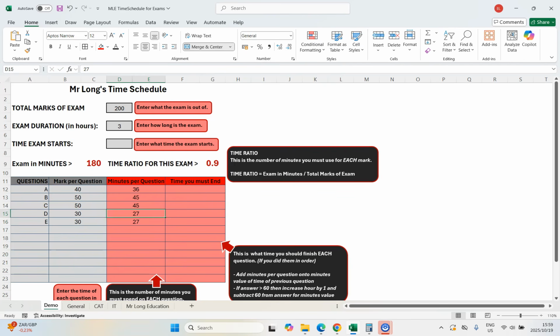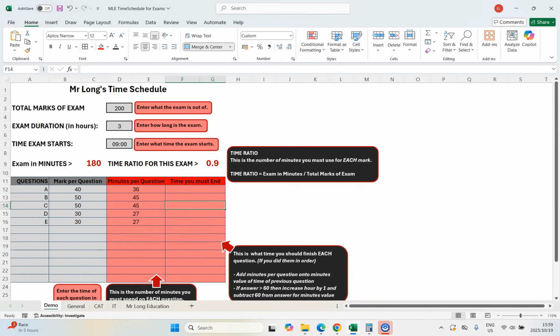So I've already got a bit of an idea of how long I should be spending on each of those questions. And that can help guide you. Now, if you really want to be specific, what time does our exam start? Let's say we write an early morning exam and we're writing at 9 o'clock. So 9 o'clock's our exam.